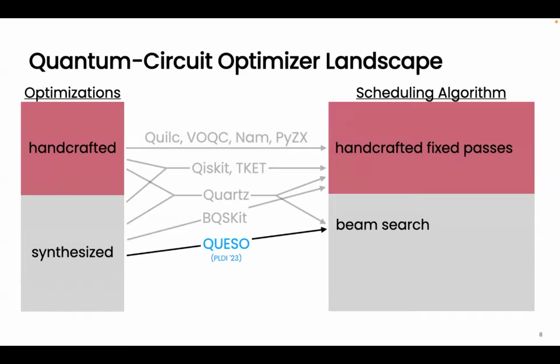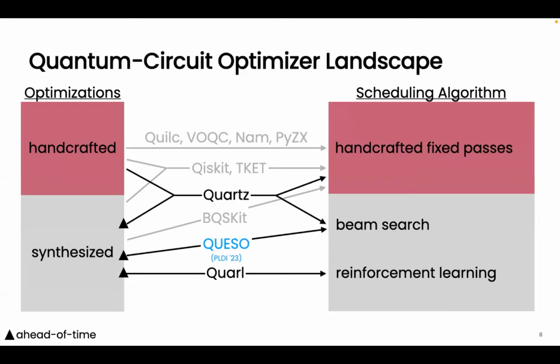And so this is the first portion of the talk. We're going to be mainly talking about how to synthesize a particular type of optimization. And then once you have these optimizations that you can synthesize, what's the best way to apply them? This beam search is kind of simple. And so some follow-up work tried using reinforcement learning to apply these optimizations.